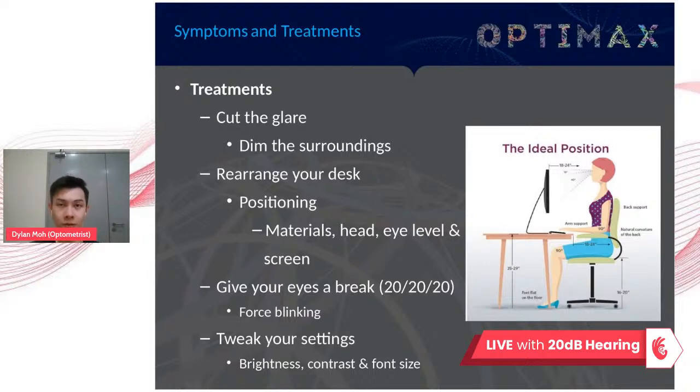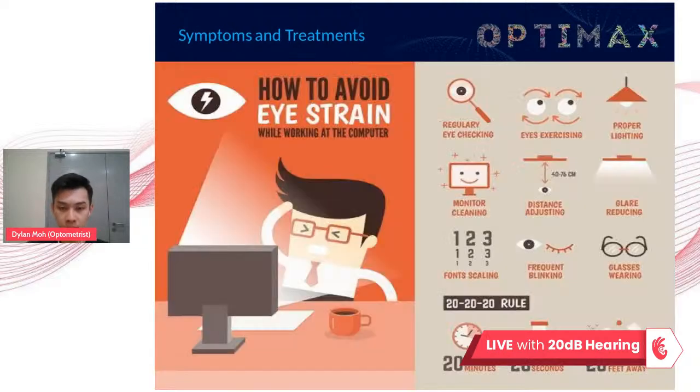Because for presbyopia, everyone will get it, just the period of time differs. Some people may get it in their late 30s, and some may only get presbyopia around 70. So it depends on the lifestyle you practice, all right? Change your settings, adjust the brightness or font size. As long as you are comfortable reading and seeing, then it should be okay. All right, so this is a summary of how we can avoid eye strain.